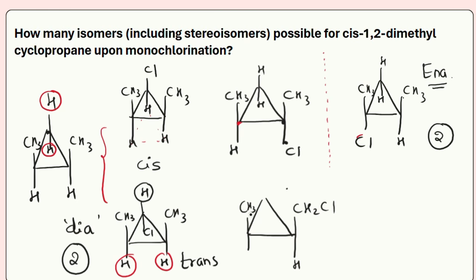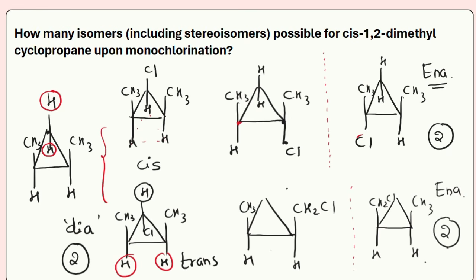Here you keep the methyl as it is, right? Again, when I remove from this, what are we going to get? CH2Cl and here CH3 and H. Look at the structures of these two molecules. Again, they are non-superimposable mirror images. That means what? They are enantiomers. So how many molecules do we have now? Two molecules. Altogether, there are 6 isomers possible for the monochlorination of the dimethyl cyclopropane molecule.